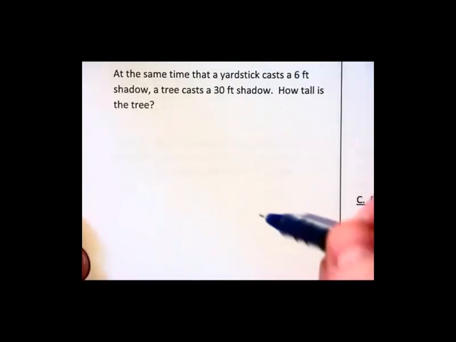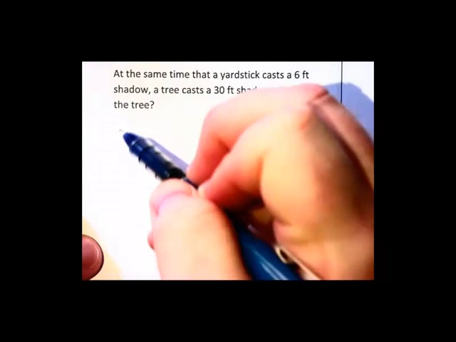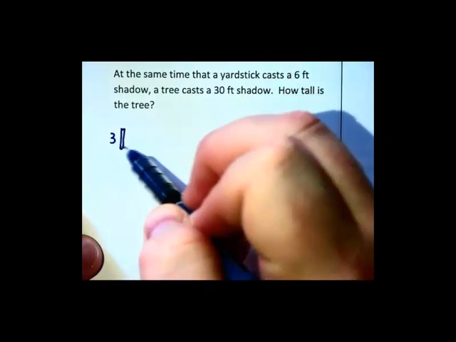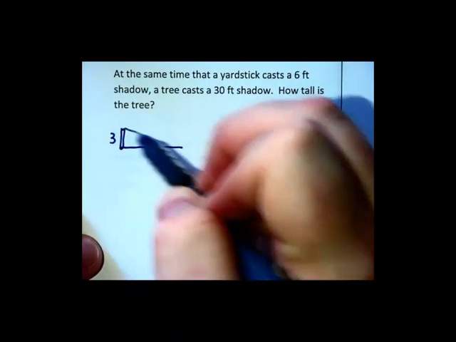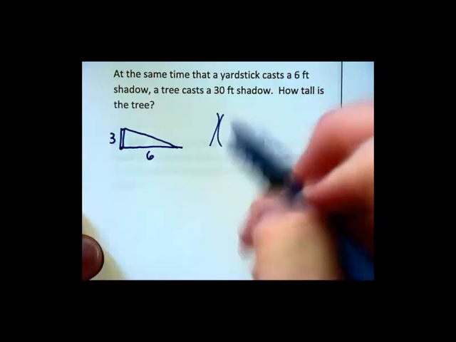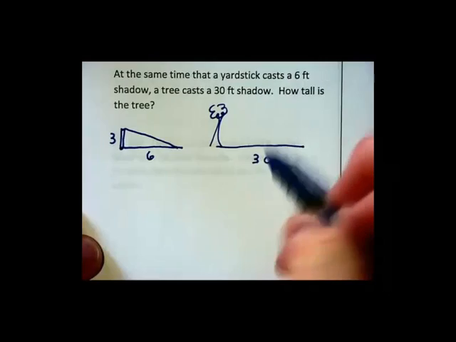At the same time that a yardstick casts a 6-foot shadow. Well, here's my little yardstick. It's 3 feet tall because a yard is 3 feet. It's going to cast a 6-foot shadow. A tree, not drawn to scale, is going to cast a 30-foot shadow.